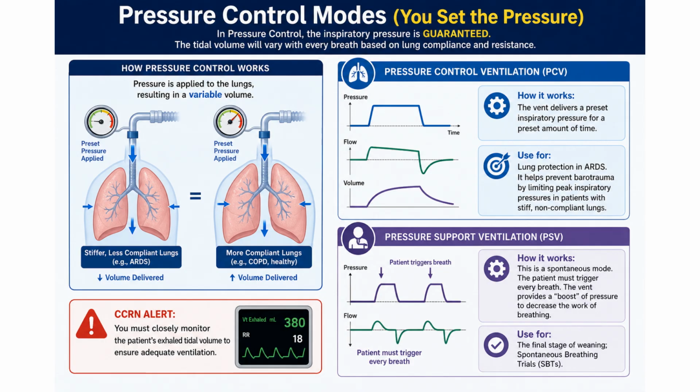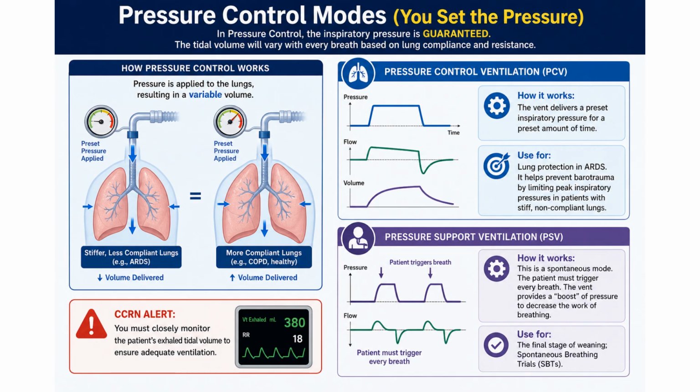The opposite of volume control is pressure control. In these modes, you guarantee a set inspiratory pressure. The trade-off is that the tidal volume the patient receives will change with every breath depending on their lung compliance. Pressure control ventilation, or PCV, is the go-to mode for lung protection in ARDS. By setting a maximum pressure, we prevent the barotrauma that can happen in stiff, fragile lungs.